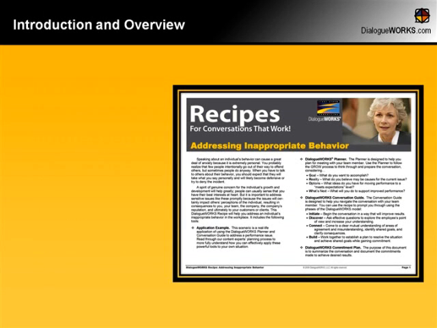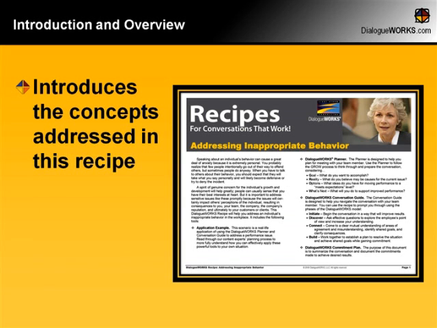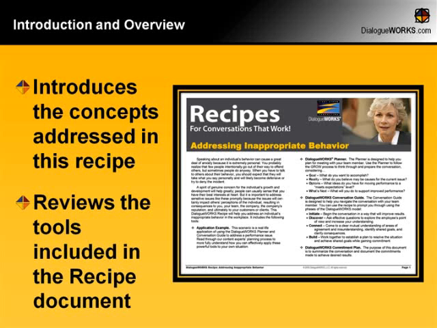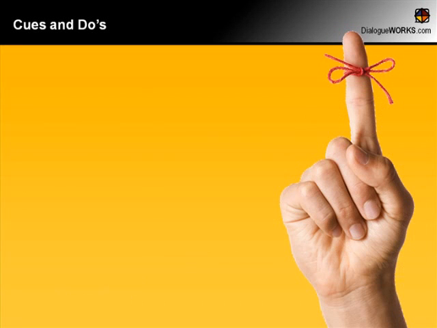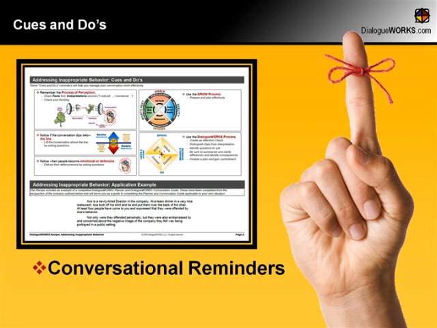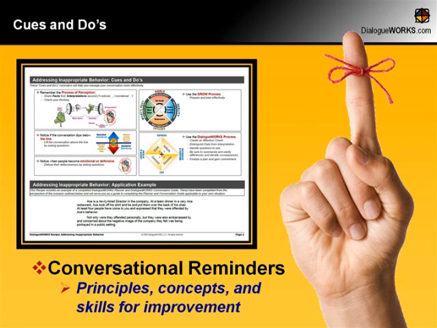The first page of the recipe contains an introduction and summary of the contents of the entire recipe for your review. The cues and do's are made up of conversational reminders of principles or concepts that you should take into account in preparing or holding the conversation. For example, some conversations may be characterized by more defensiveness or hot or negative emotional reaction by the other person in the conversation. The cue and do would specifically alert you to this dynamic and provide you with a skill that you could use in the conversation you are about to hold.